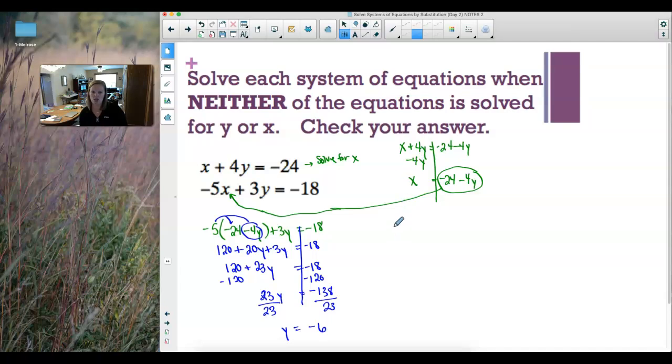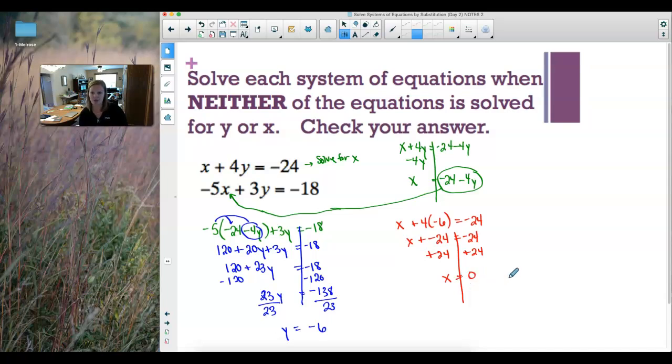So we go back to the first equation. x plus 4 times negative 6, since y is negative 6, equals negative 24. x plus negative 24 equals negative 24. And then we're going to add 24 to both sides to get rid of the negative 24. And we get x equals 0.